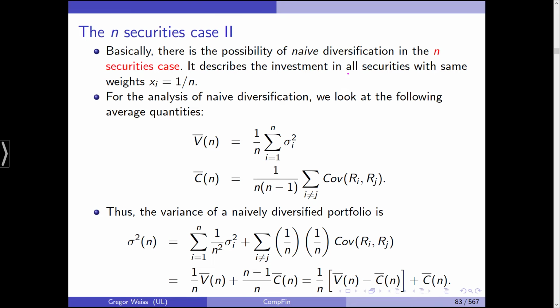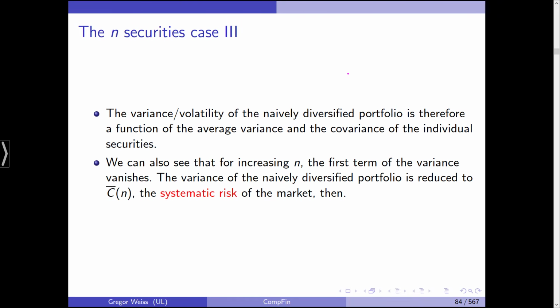This means, in the case of naive diversification, you will always end up with the average covariance. And if the average covariance is 0, okay, this means that all the covariances are 0, but it might actually be that you always end up with a certain risk of the market. So here, with increasing n, the first term of the variance vanishes. The variance of the naively diversified portfolio is reduced to C bar, and this is also later on called the systematic risk of the market.